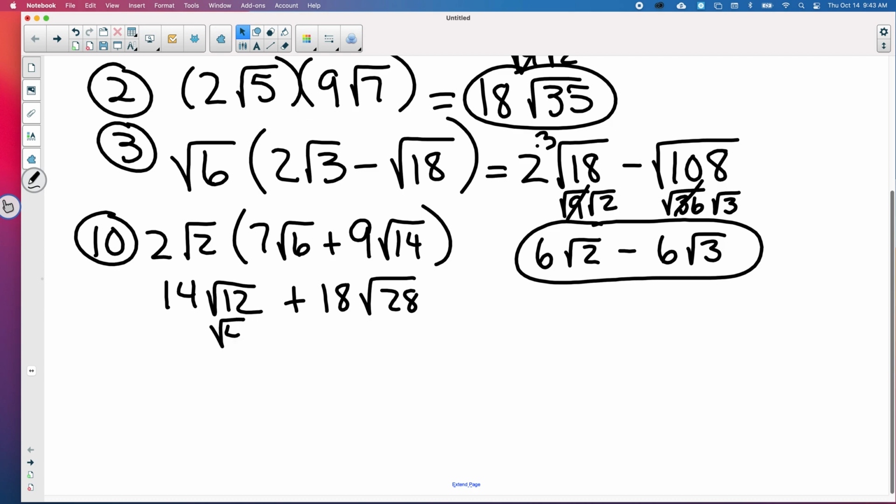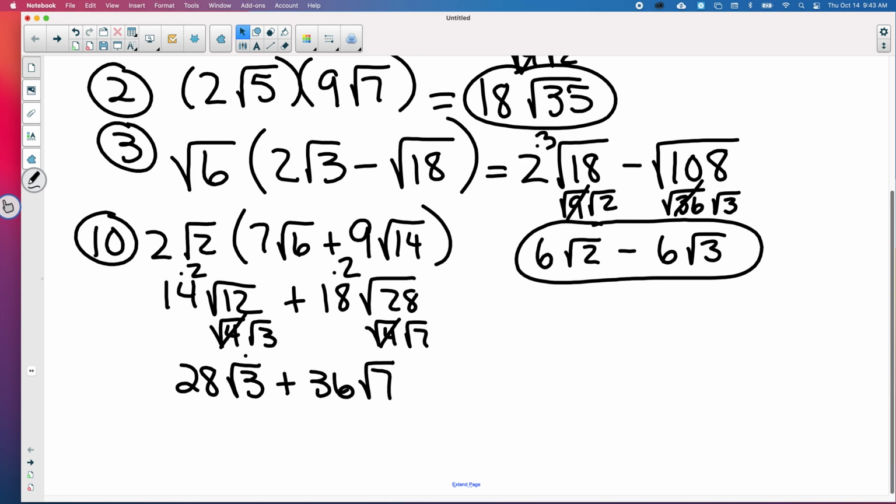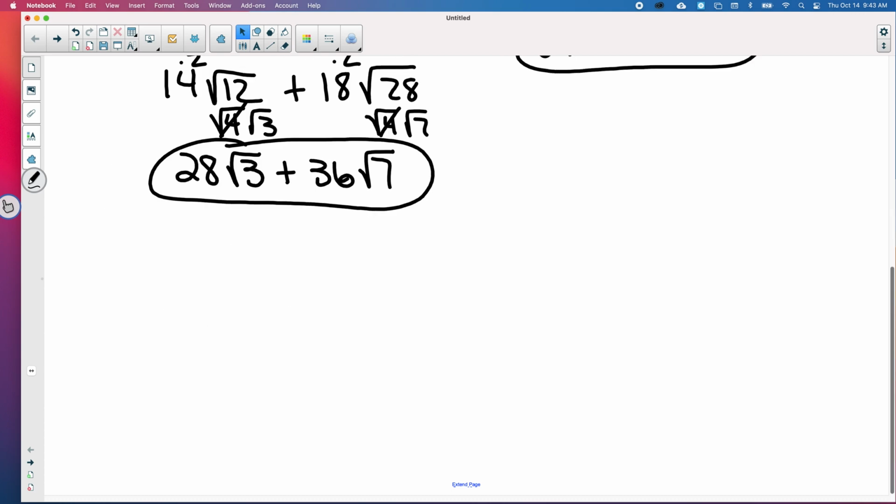12 is 4 and 3. So the square root of 4 is 2. That gives you your 28 radical 3. And this is 4 and 7. So that would be 36 radical 7. Alright, so any questions on that so far? Okay. Next.